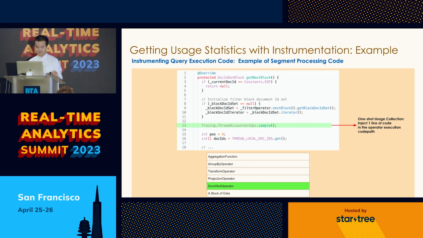For the resource usage stats, it's even simpler to instrument. For each small block of data, we have a stack of operators running on top of that. Amongst all these operators, we only pick one common doc ID set operator and inject one line of instrumentation code, which will report the usage in every iteration. So all this makes our change to the existing code very easy, and also very compatible with any future query execution code.